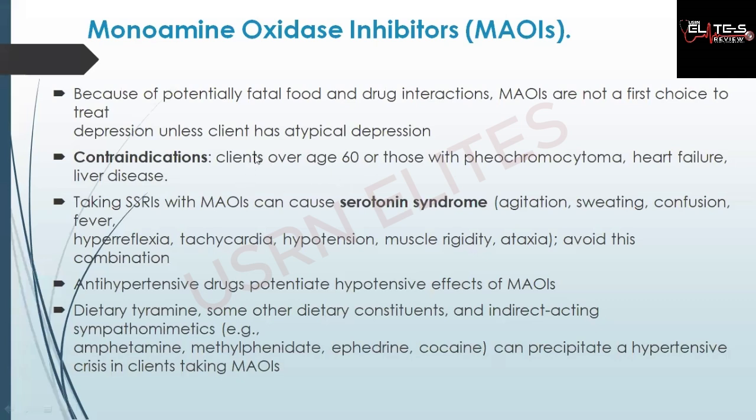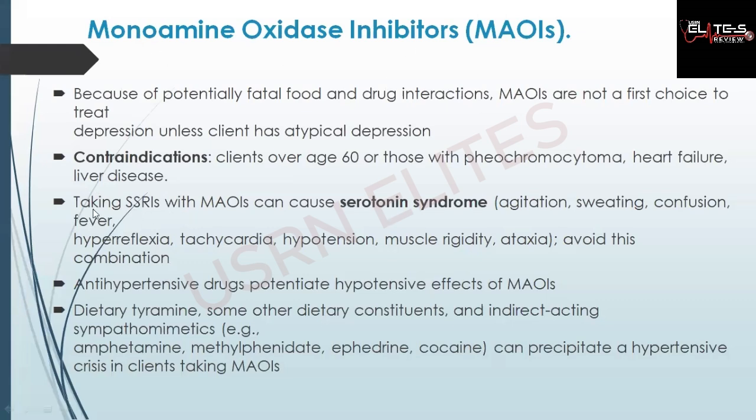Contraindications: clients over the age of 60 years, or those with pheochromocytoma, heart failure, or liver disease. Pheochromocytoma is an adrenal issue, then you have heart failure, then liver disease. So these are contraindications to using monoamine oxidase inhibitors.